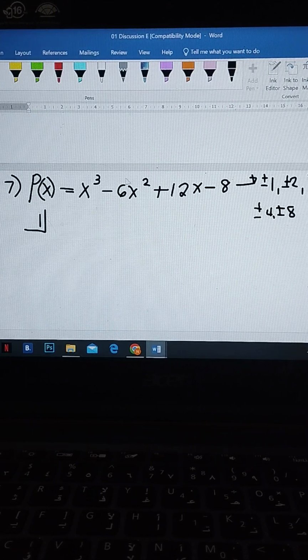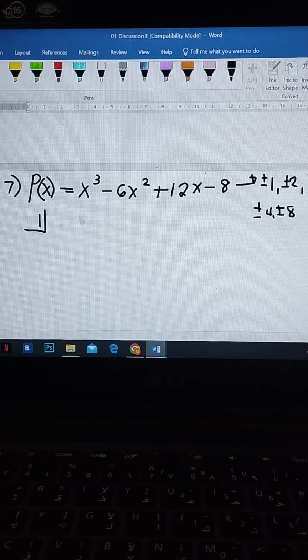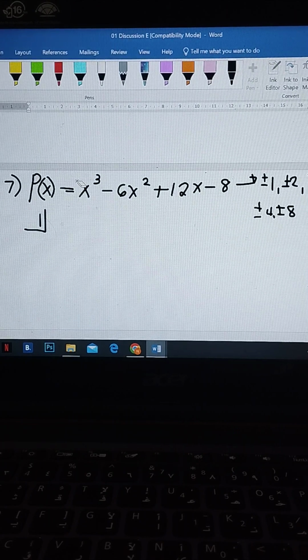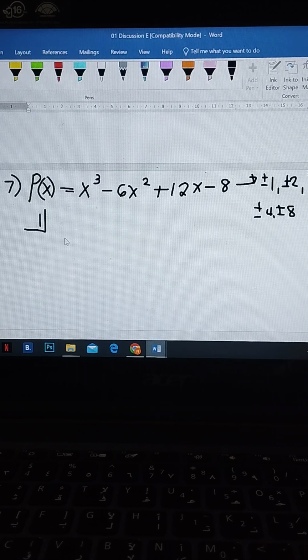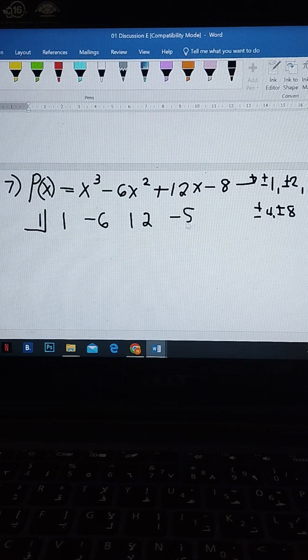Okay, so examine the degree of the polynomial using the descending powers of the variable x. So 3, 2, 1, and 0. So it is complete. If it is complete, then get the coefficients by degree from the leading coefficient equal to 1. So this is the leading coefficient 1, then the coefficient of the quadratic term is negative 6, the coefficient of the linear term is 12, the constant term is negative 8.